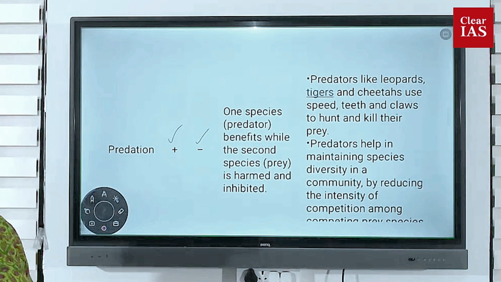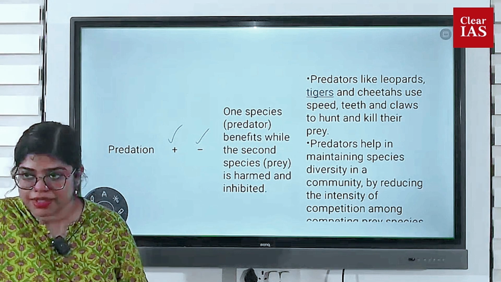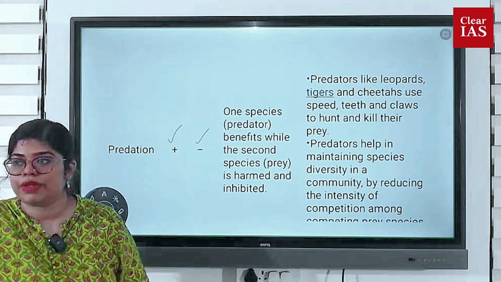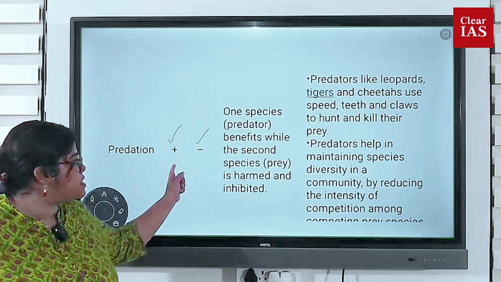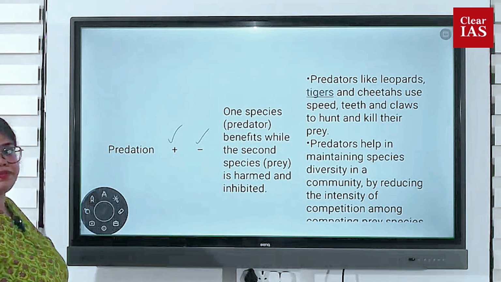You can talk about predators like a tiger hunting a deer. The deer is harmed, but the predator, that is the tiger, is getting benefited. It is getting food. That is predation. One is benefited, the other is harmed. Plus and minus. Clear?